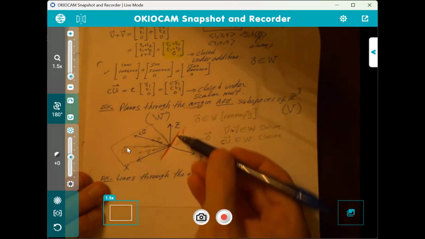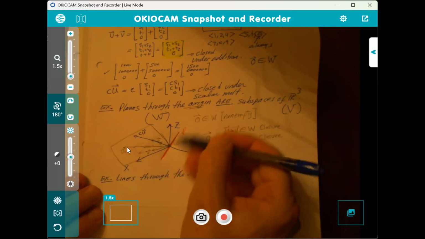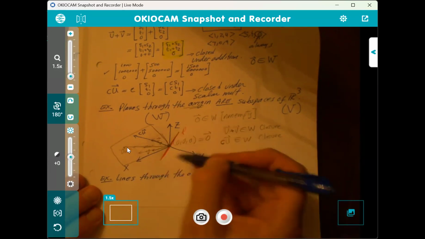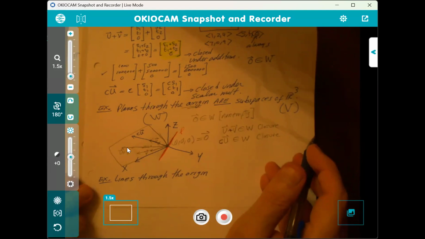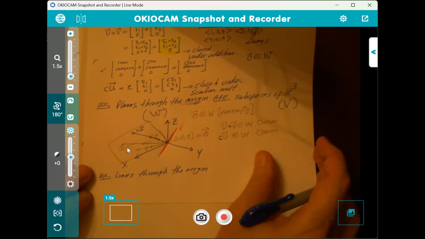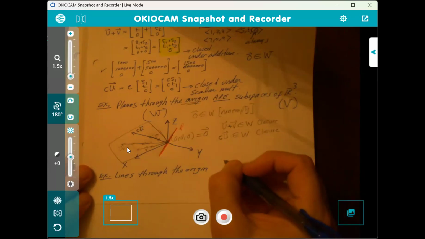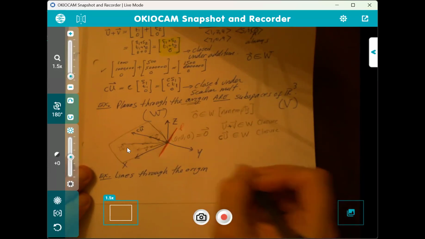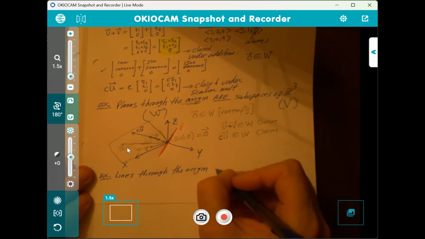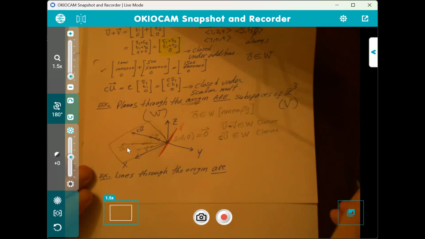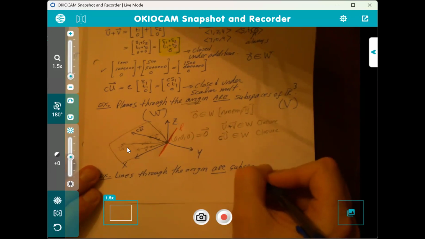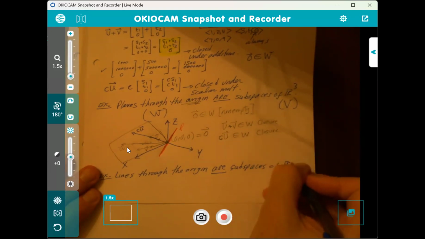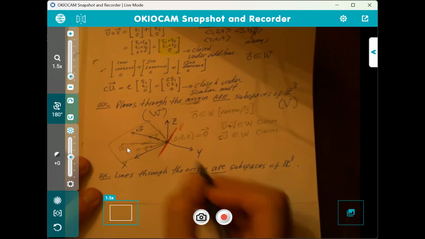Will that be all lines that run through the origin? That's one of them. I could have infinitely many lines drawn, right? So what do you think? Do these lines form a subspace of R cubed? So all lines through the origin, indeed, they are subspaces of R cubed. The key here, folks, by the way, the key word is origin.